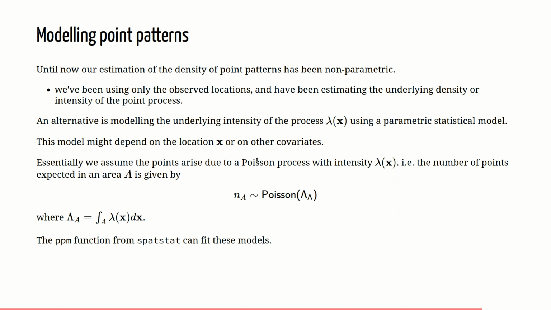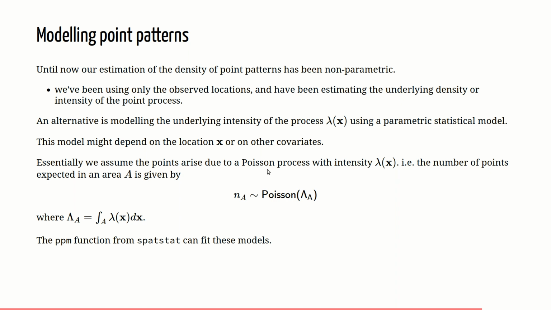The alternative, just like we can model a mean in terms of a covariate with a linear model, we can do a similar thing with a point process. So we're going to model the underlying intensity or density of the point process, lambda, which can change with x, using some parametric model. So our model might depend on the location x and/or on a bunch of other stuff that we might have available to us. And we'll see this in the workshop a little bit.